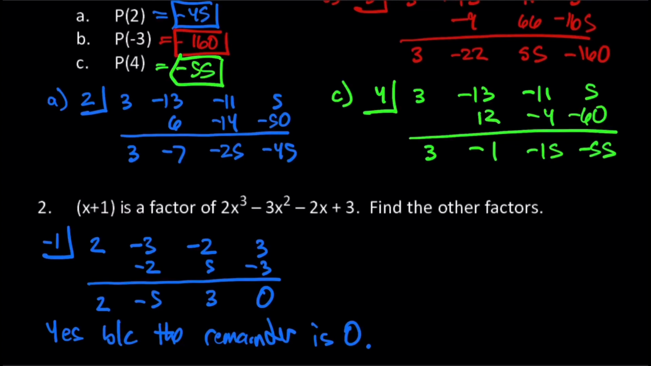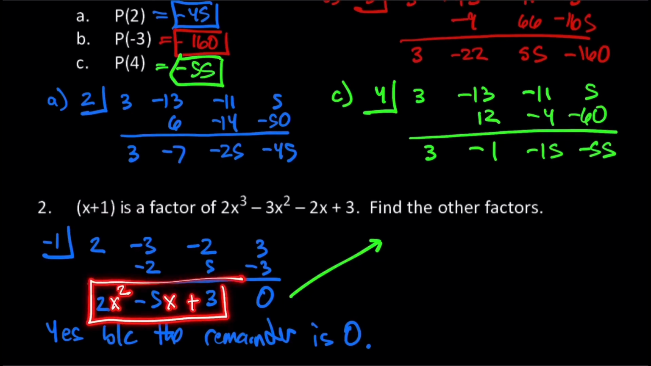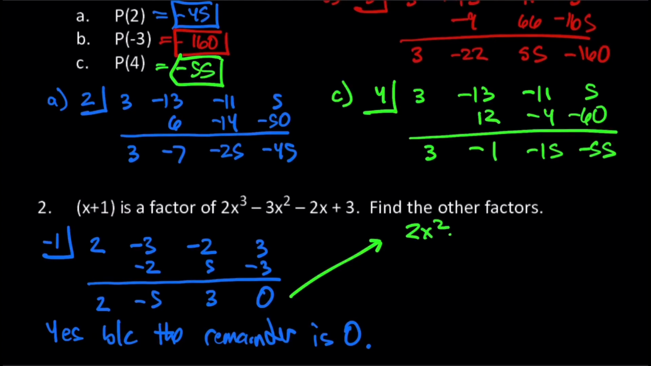So now I have to use the depressed polynomial. Remember, I started with a cubic, I divided off an x, I'm left with a squared. So this is 2x squared minus 5x plus 3. There's my depressed polynomial. 2x squared minus 5x plus 3. It says find the other factors.